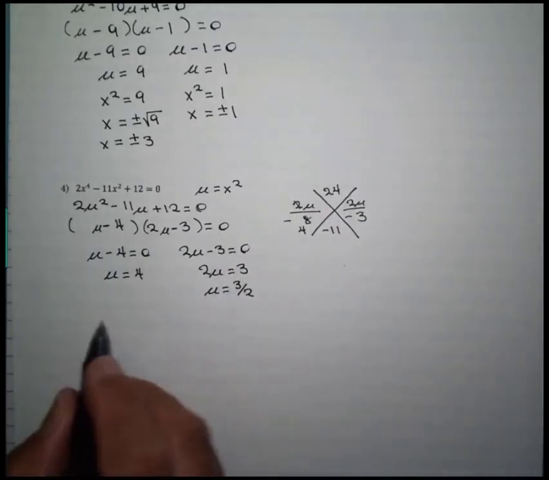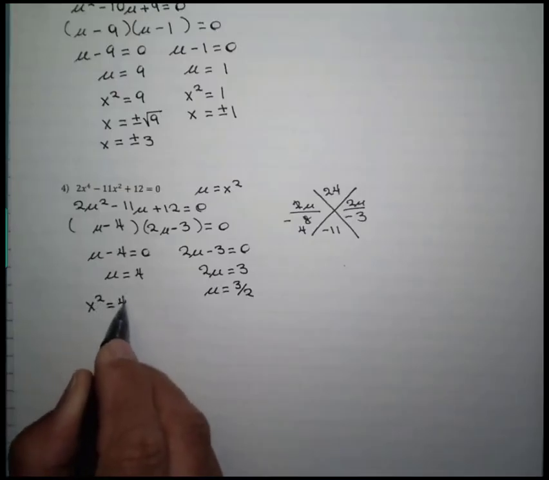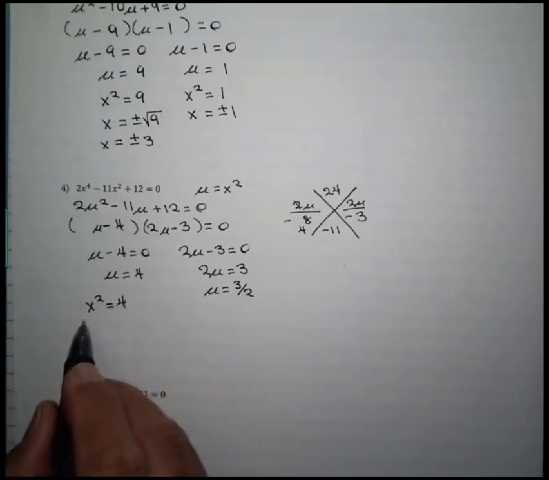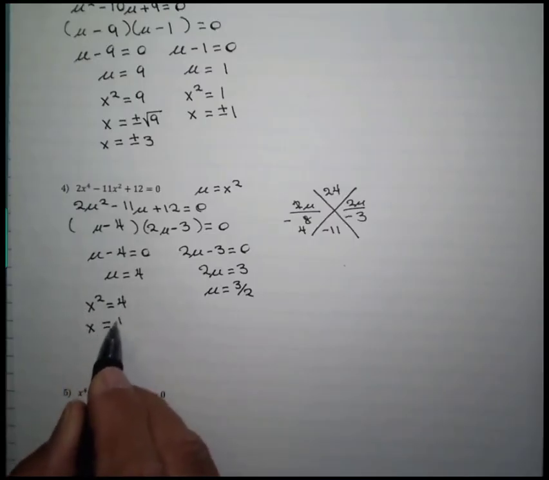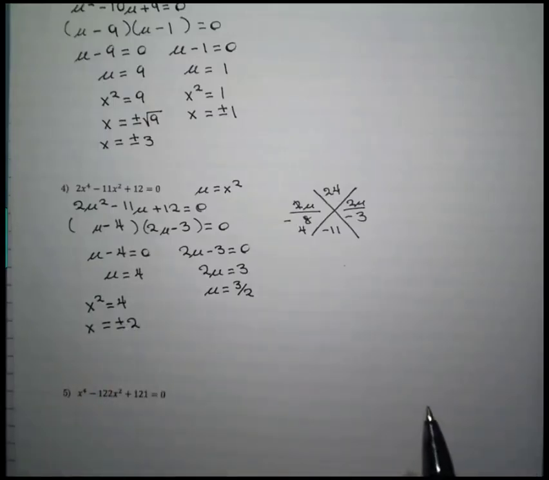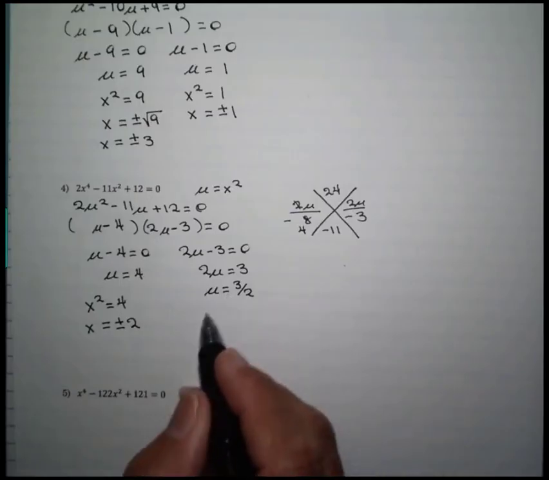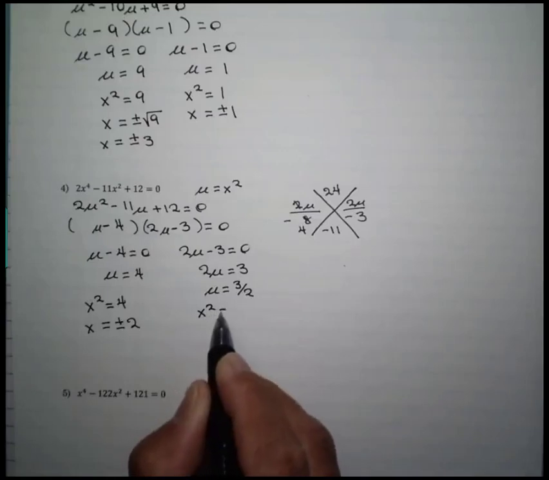Okay, so let's plug it back in. If u is x squared, then what we're saying here is x squared is equal to 4, isn't it? And then let me go ahead and finish this one while I'm over here. Square root of x squared is equal to plus or minus the square root of 4, which is going to be 2. I can sort of do that in my head a little bit as I get better at it. This one might not be so easy to do in my head. I'm going to say x squared is equal to 3/2.